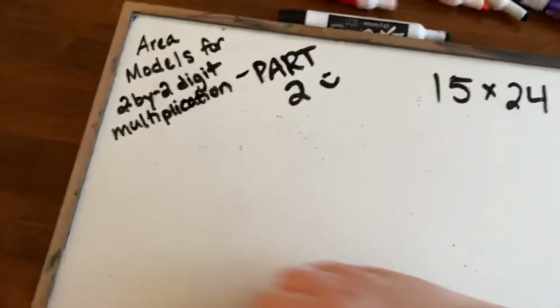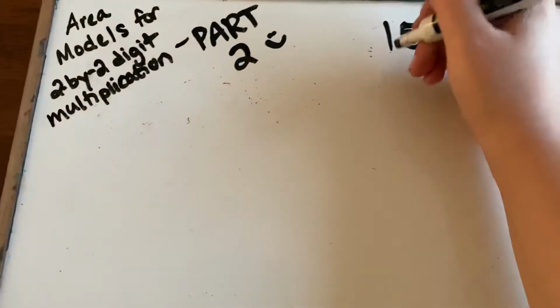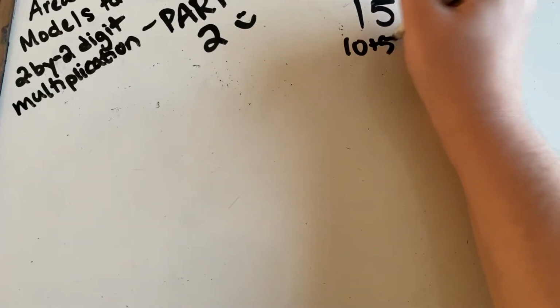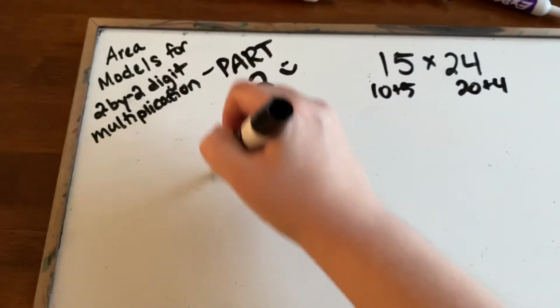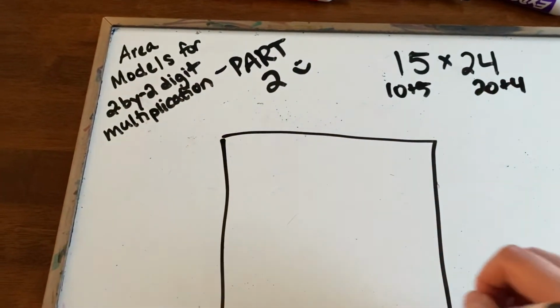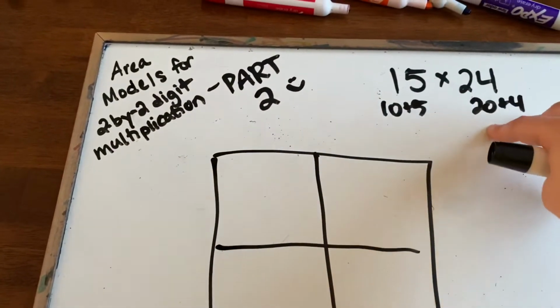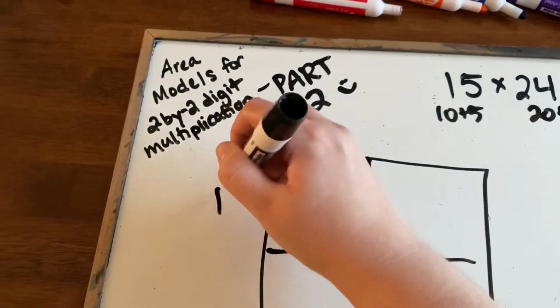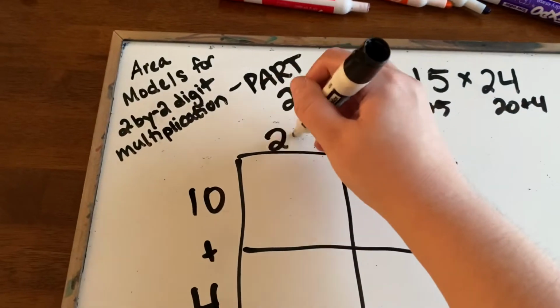Erase, erase, erase. Okay, same thing though. Still going to split up my numbers. So I've got 10 and 5 and 20 and 4. I still need a 2 by 2 square because I have 2 pieces times 2 pieces. So there's my first 2 pieces and my next 2 pieces.